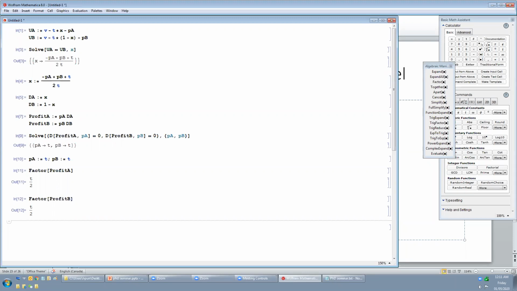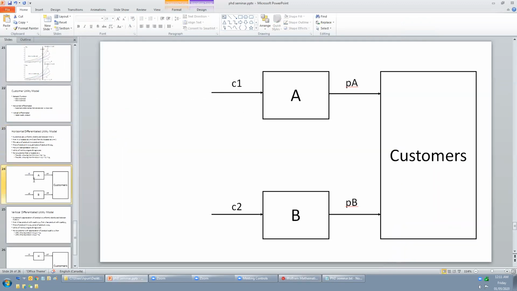So what I want you to do right now is to do this model again, but this time C1 equals C and C2 equals 0. That means the production cost of firm A is C, and the production cost of firm B is 0. So firm B has an advantage in production cost. Under that situation, I want to know how much PA and PB would be.